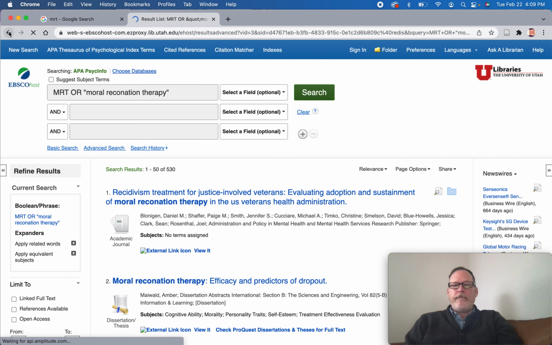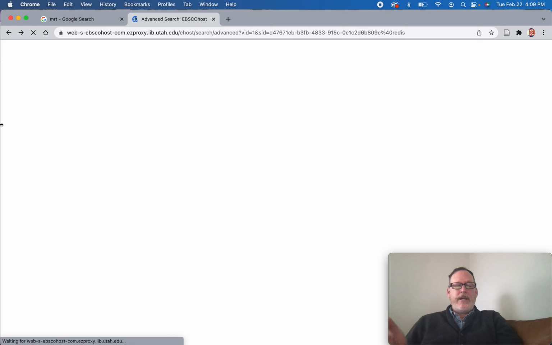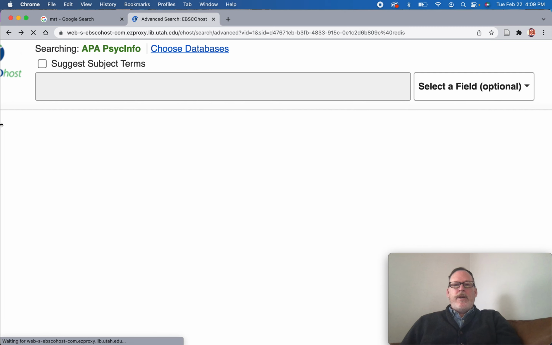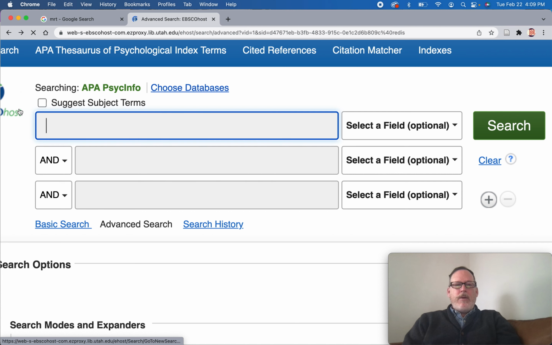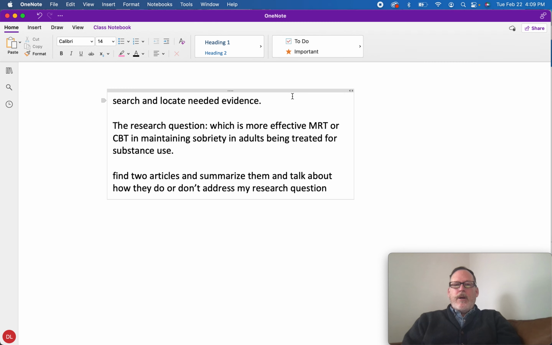Okay, let's go back. Now there's only 530. When I say there's only 530, if we looked for CBT, there'd probably be tens of thousands. Nothing to be wary about, but it might mean that we can't look for MRT and CBT in the same article. We'll probably have to look at them separately. And if there was a practitioner or a professor, researcher that was looking at these things, they probably wouldn't go to the trouble to create a huge methodology and test both of them at the same time.